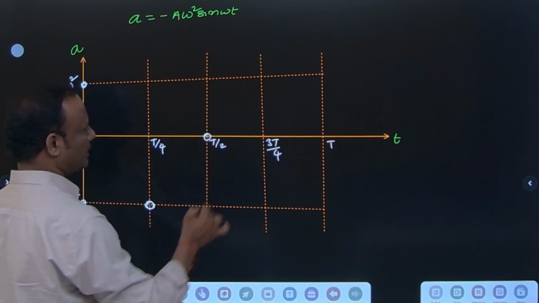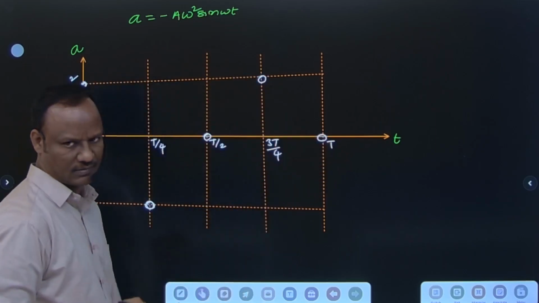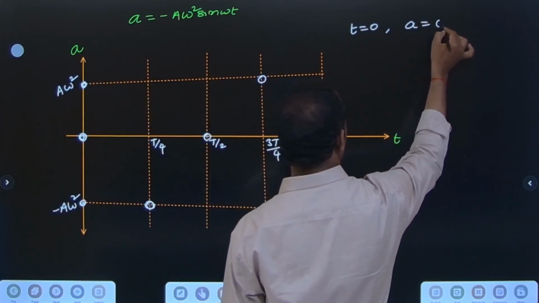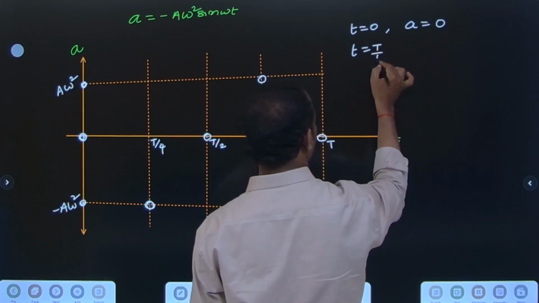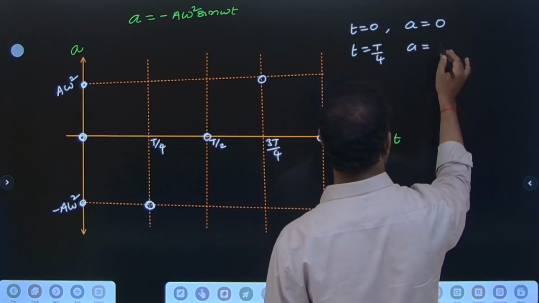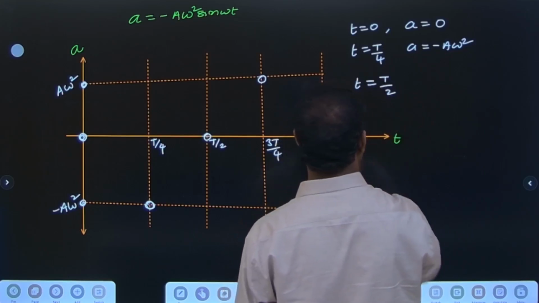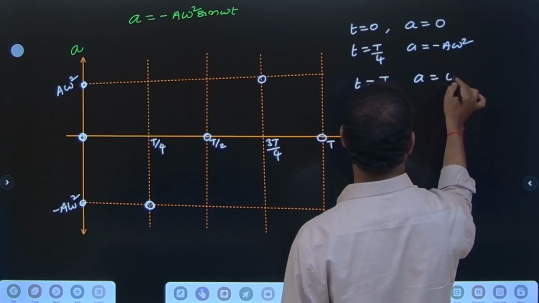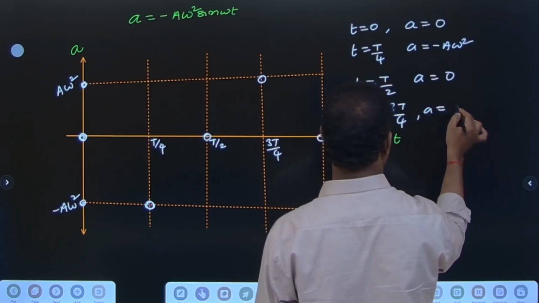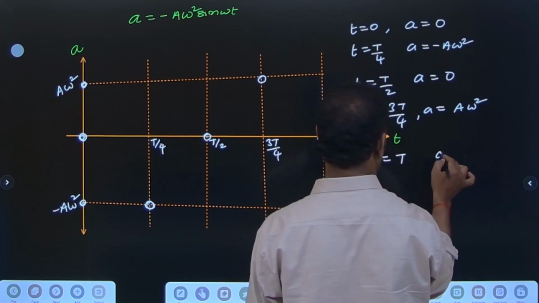This. Next one is what? This. Check from your values. So I'm writing, at t equal to 0, what is the acceleration? 0. At t equal to T by 4, a is equal to minus a omega square. At t equal to T by 2, a is equal to 0. At t equal to 3T by 4, a is equal to a omega square. At t equal to T, a is equal to 0.